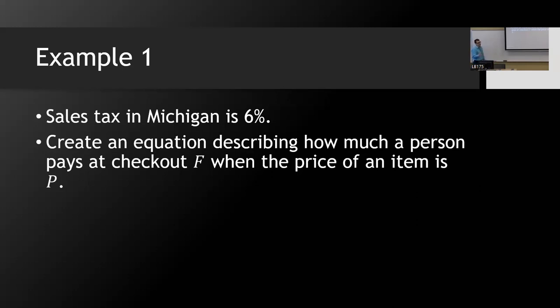So let's go back to our sales tax example. Sales tax in Michigan is 6%. Now, the first thing you're going to be asked to do is to create an equation. It says create an equation describing how much a person pays at checkout, using the letter F when the price of an item is the letter P. Now, when you're putting this in Moodle, make sure you use the correct variables.